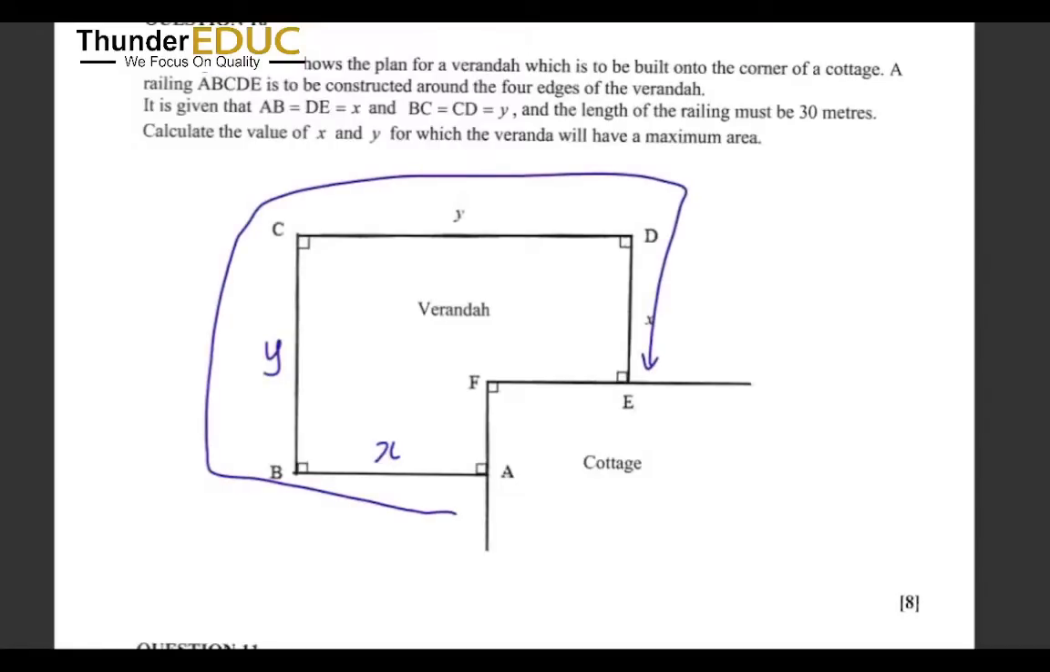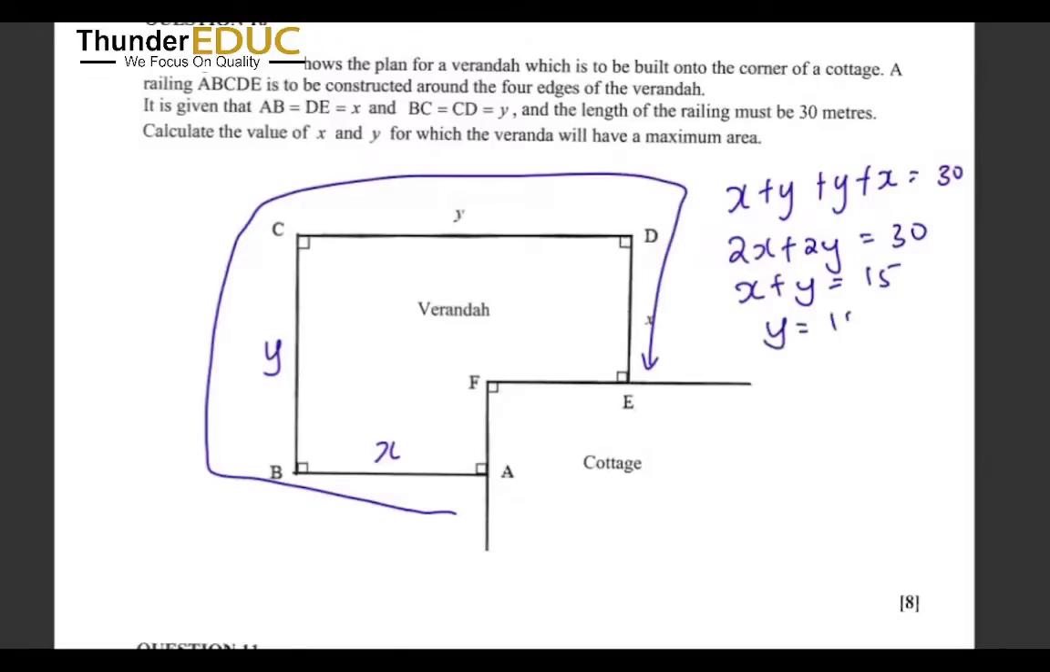So let's start by writing down that condition. x plus y plus x gives us 30. So 2x plus 2y should give us 30. Divide through by 2, x plus y gives us 15. Make y the subject. We have 15 minus x. If that is true, let's look at the other condition. They're telling us to calculate the values of x and y for which the veranda will have a maximum area.